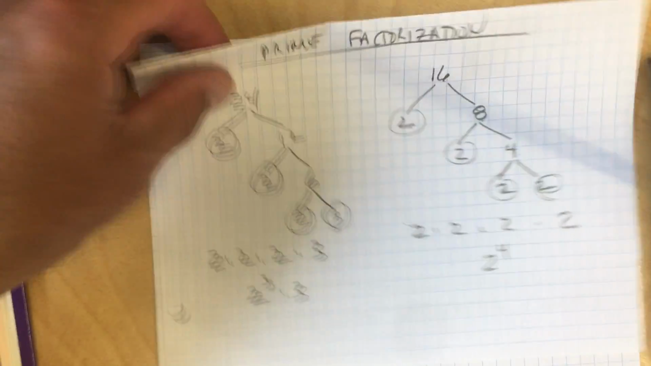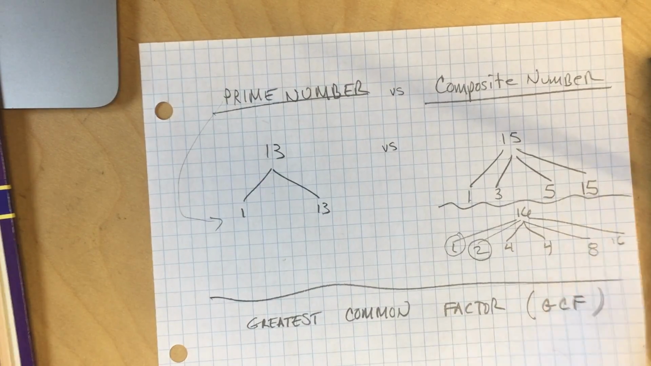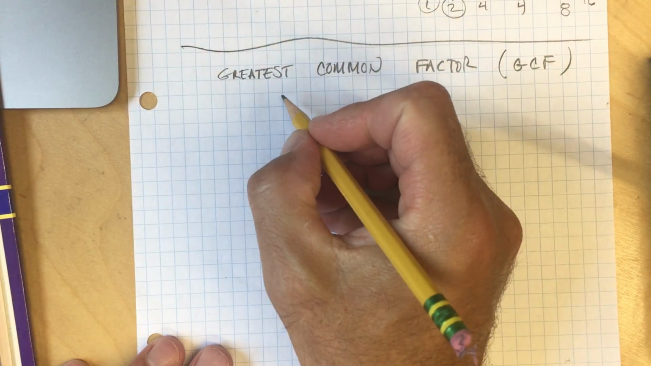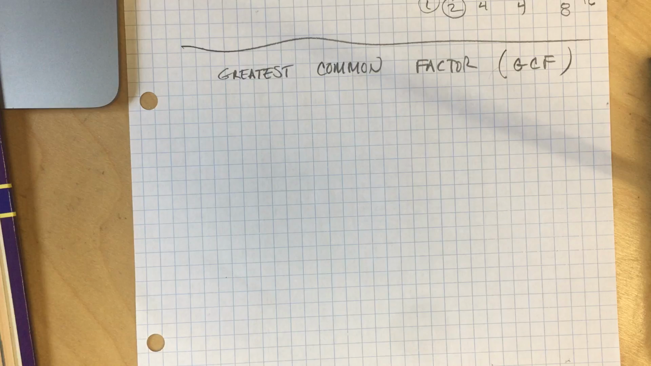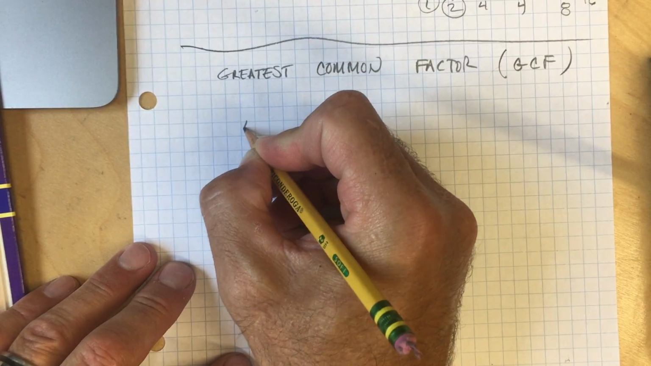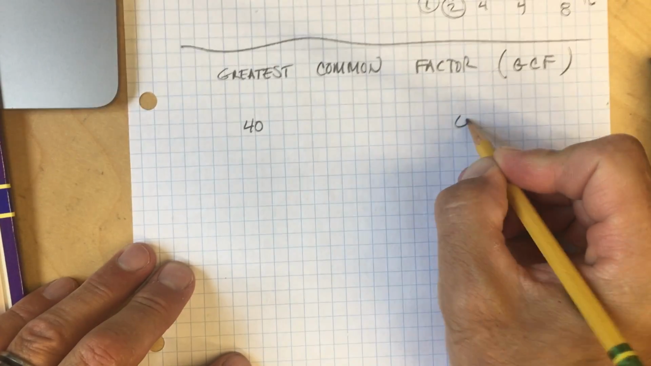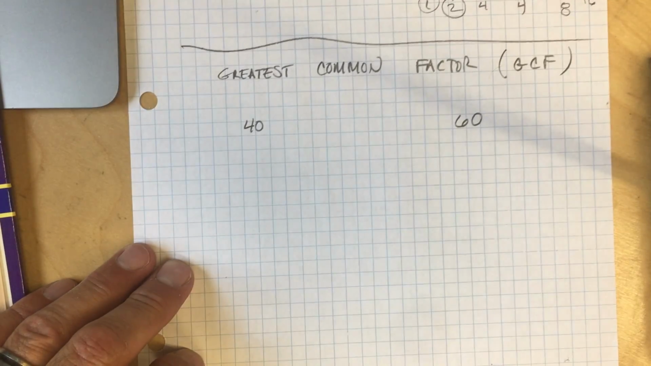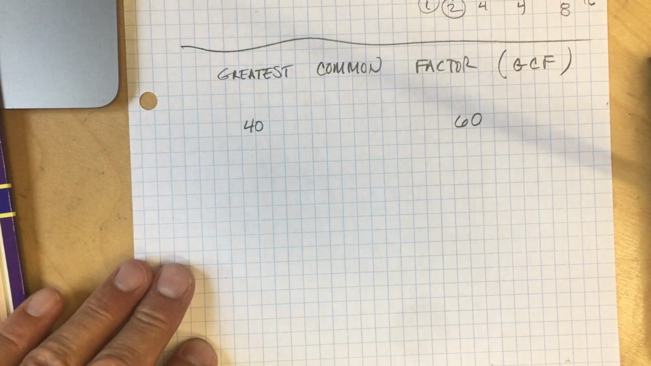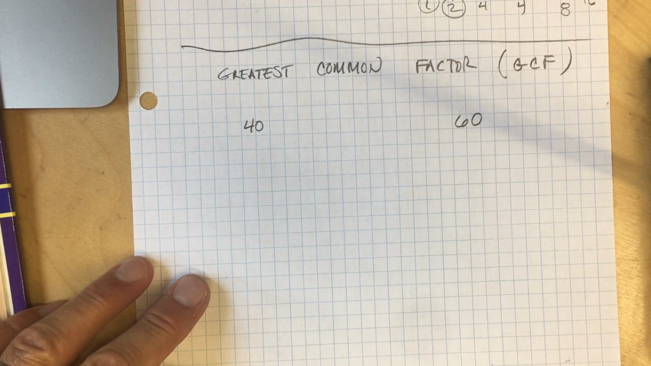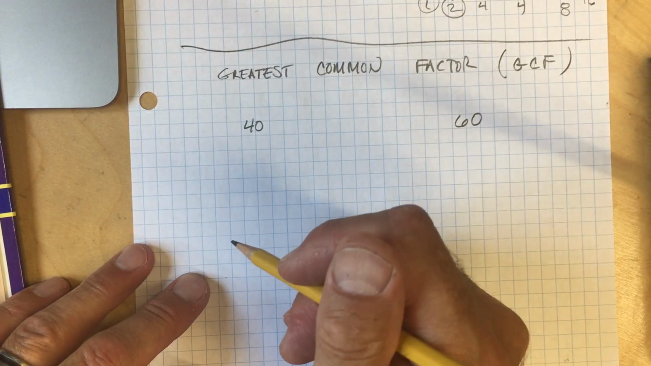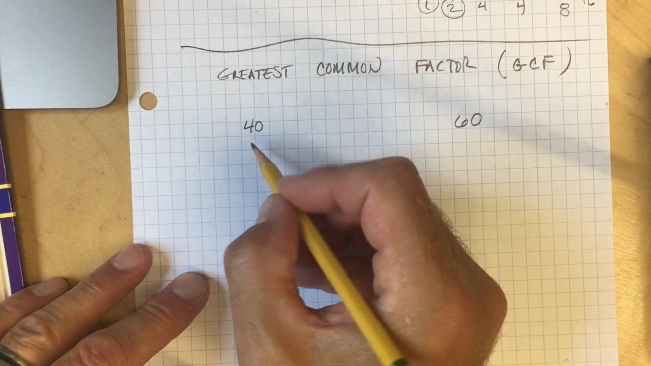Okay, now that we've done that, let's talk about greatest common factor between two numbers. Let's say that we have the number 40 and the number 60. And we want to find the greatest common factor between those. Well, here's what we're going to do. We are going to find the prime factorization for each one of these.